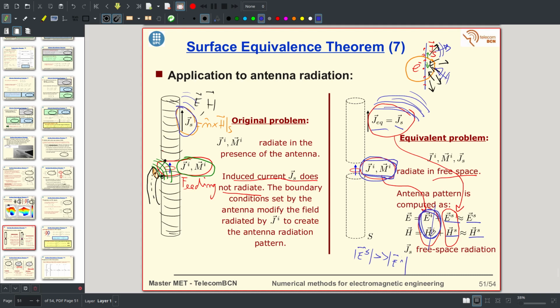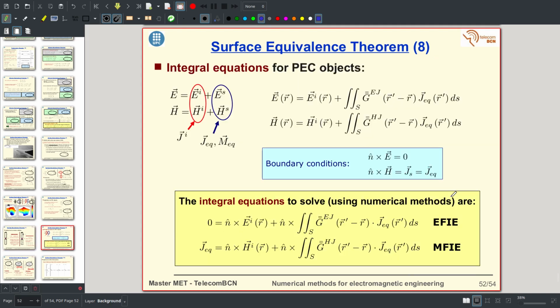In your manual and analytic calculations from your antenna theory course, you only compute the scatter field due to the equivalent currents. Okay? And so we can set an integral equation. We will keep here restricted to the easy case, which is the perfectly conducting case.